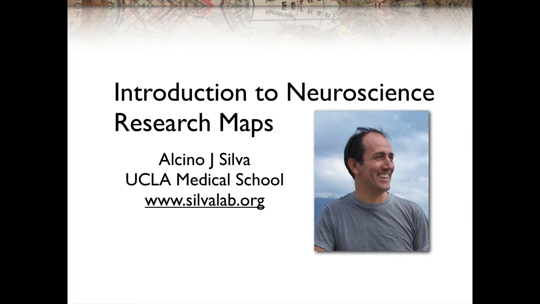In this video series, I will introduce neuroscience research maps. My name is Alcino Silva. I'm a professor at UCLA Medical School. My laboratory works on molecular, cellular, and systems mechanisms of learning and memory. If you're interested to know more about our work and our laboratory, you can go to this website here, silvalab.org. This is me, actually, smiling in France recently.